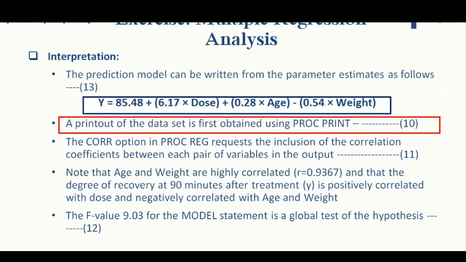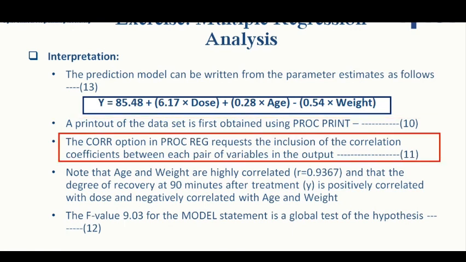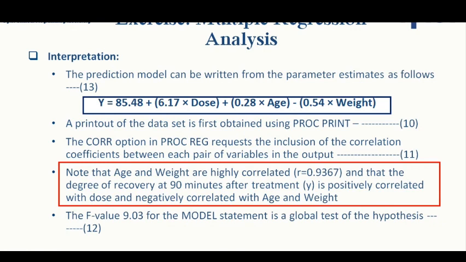A printout of the dataset is first obtained using proc print. The CORR option in proc reg requests the inclusion of the correlation coefficients. We have seen that matrix. Note that age and weight are highly correlated.